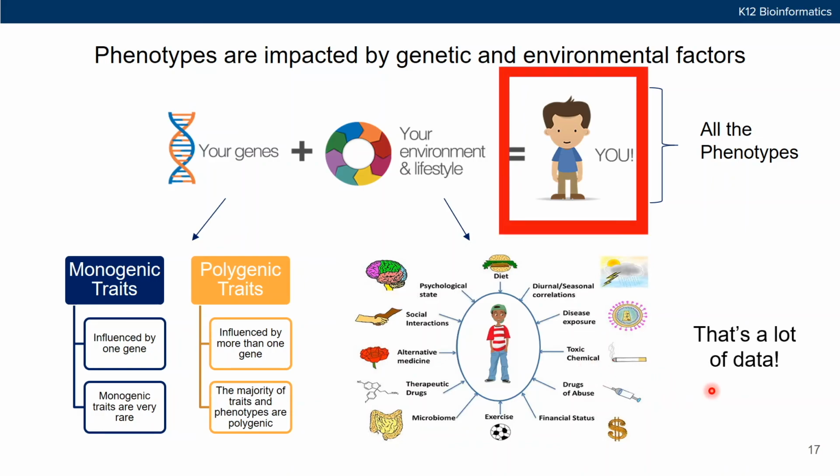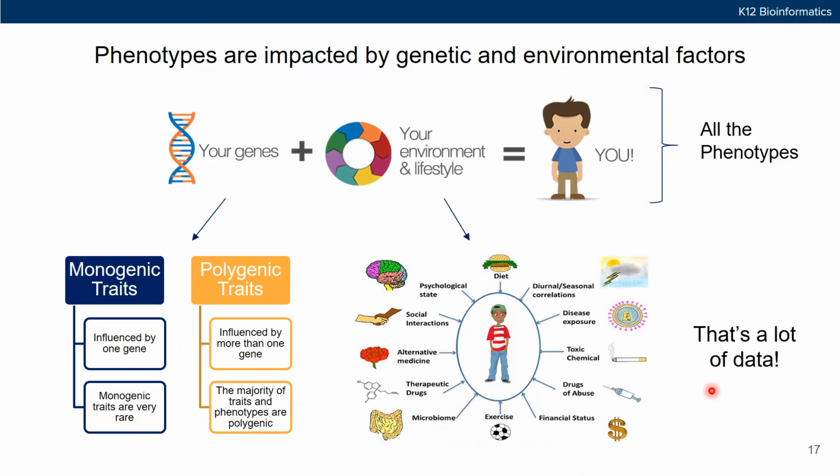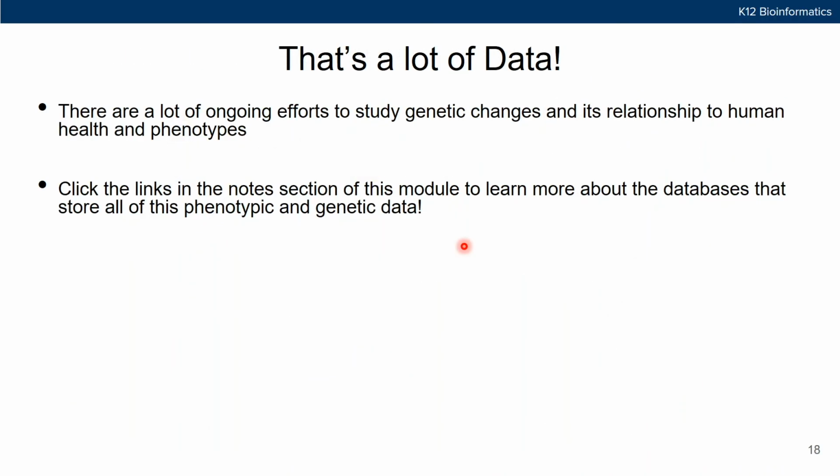As you can imagine, this is a tremendous amount of data and is still a large portion of bioinformatics research today. In order to store and analyze all of this information and data, there are many efforts to study how genetic changes actually impact human health and phenotypes. If you'd like to learn more about these research efforts and some of the commonly used databases designed to store this type of information, visit the links in the notes section of this module.